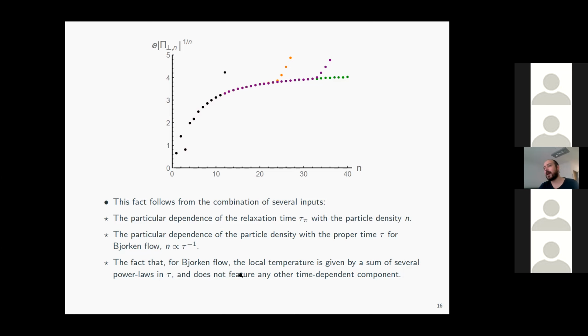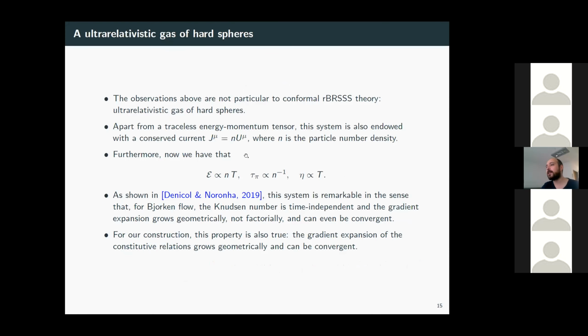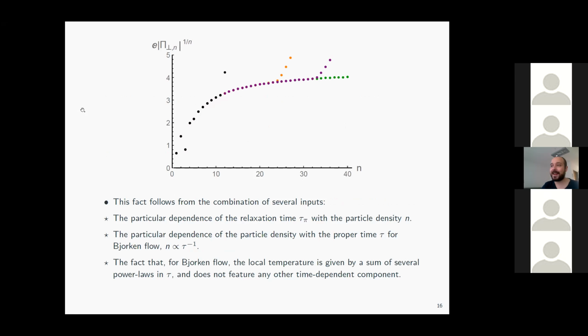Once you take into account that here the local temperature is given by a sum of several power laws in tau on shell, and that's it. And if you break any one of these three properties, this geometric growth of the gradient expansion is destroyed and you recover a factorial one. So for instance, if you keep the Bjorken flow symmetries, but you change by hand the scaling of tau pi with n, for instance, you introduce here an offset given by delta, you get back a factorially divergent series.